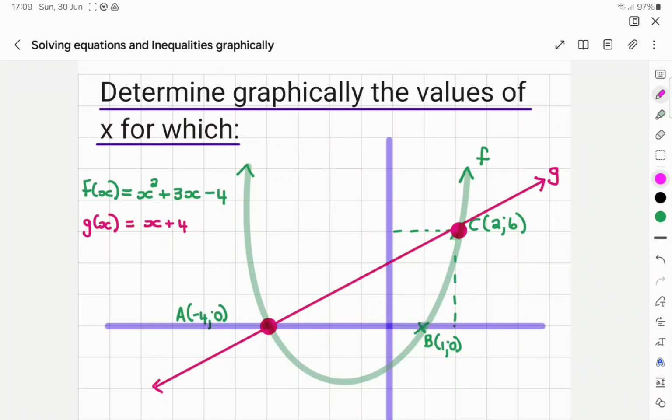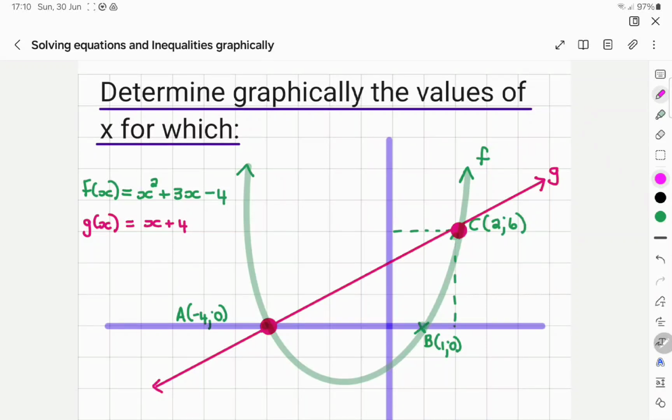Okay, so this diagram shows the graphs of f of x and g of x, which are given here in green and red, and it says the graph of f cuts the x-axis at a, which is this (-4, 0), and b at (1, 0). Okay, and then the graphs of f and g intersect at a as well, (-4, 0), and at c, which was given as (2, 6).